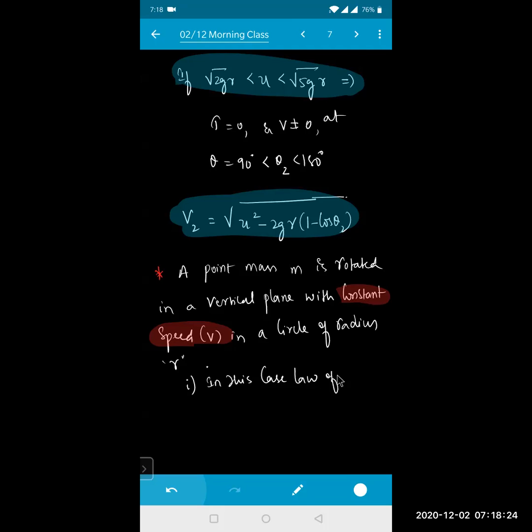law of conservation of mechanical energy is not valid. In this case, the law of mechanical energy conservation is not valid, because the particle is moving with what velocity? Constant velocity.